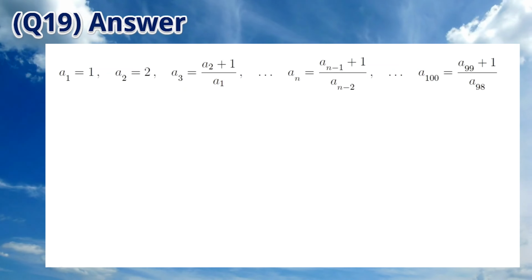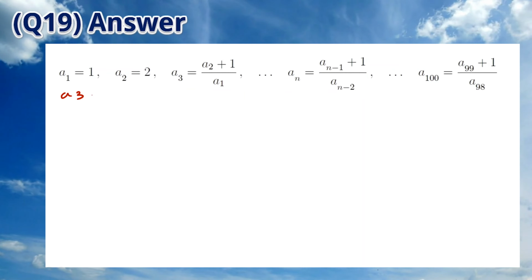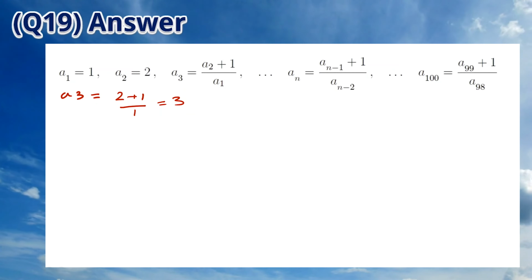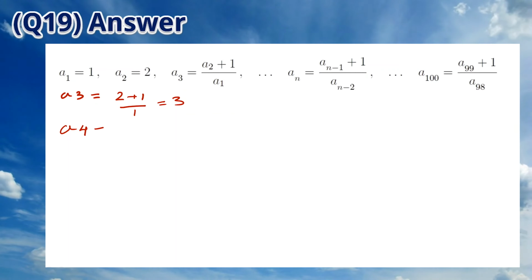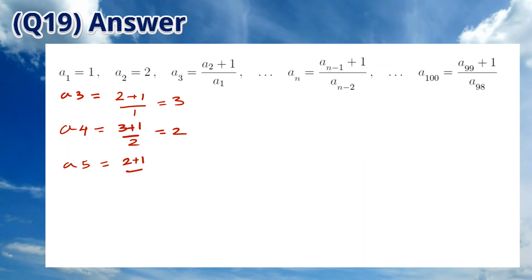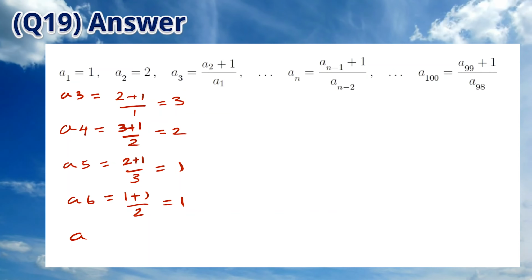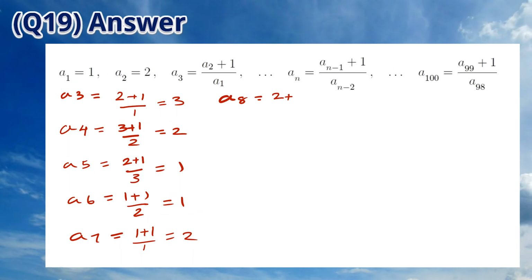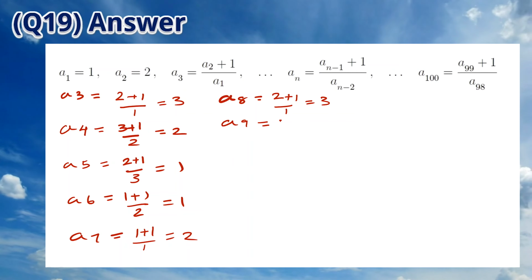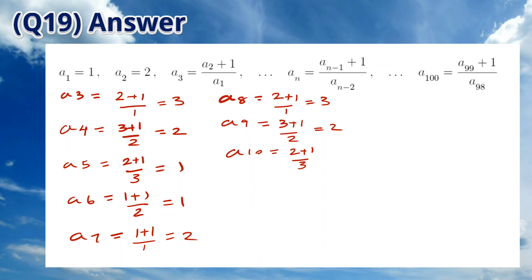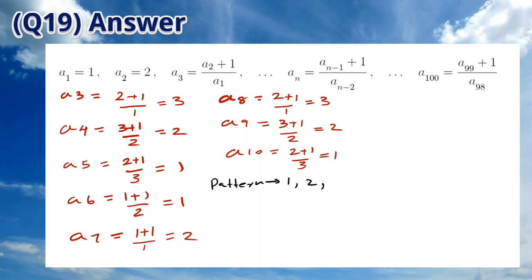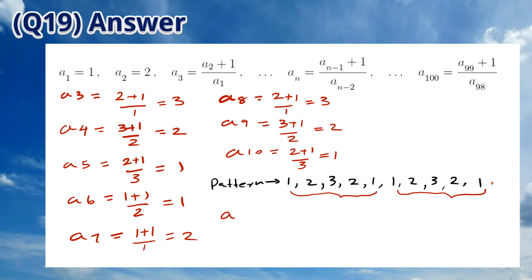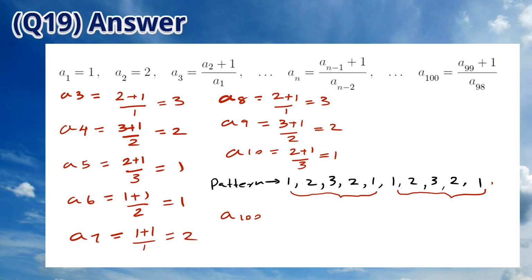Substituting the values of A1 and A2 to find A3, we get 2 plus 1 divided by 1, which is equal to 3. In a similar way, we can find A4, which is 2, A5, which is 1, A6, which is also 1, A7, which is 2, A8, which is 3, A9, which is 2, and A10, which is 1. We find a pattern of 1, 2, 3, 2, 1, always repeating. This has 5 terms in it. Every fifth term is equal to 1.